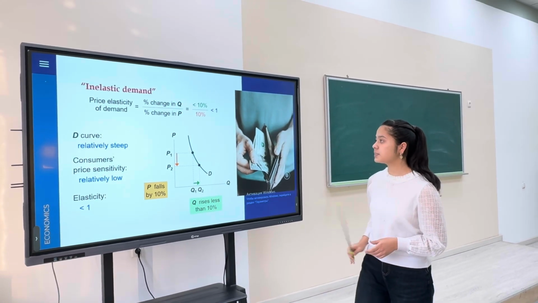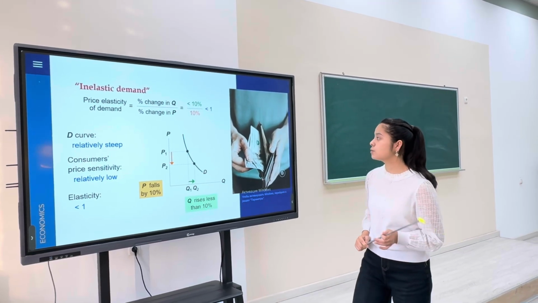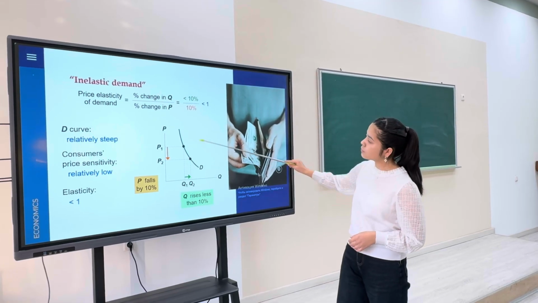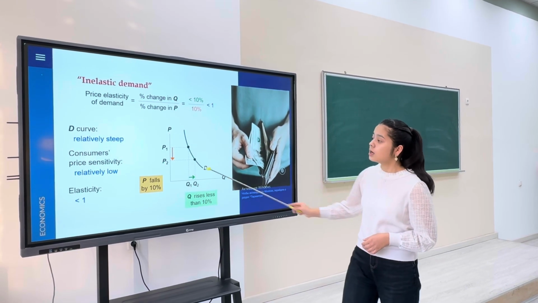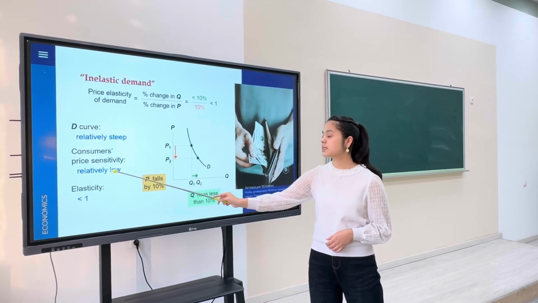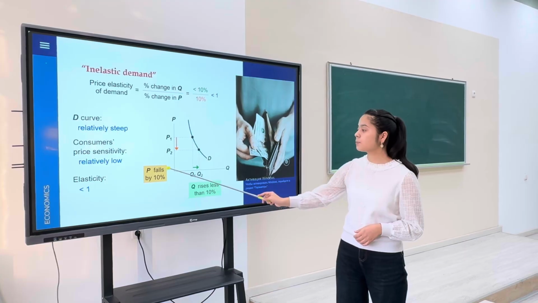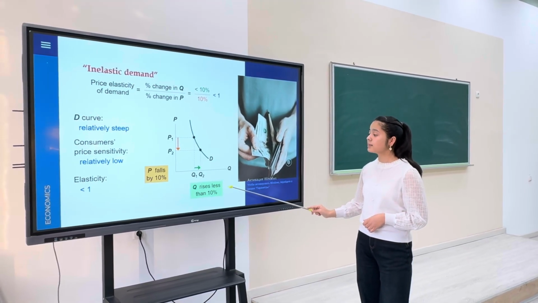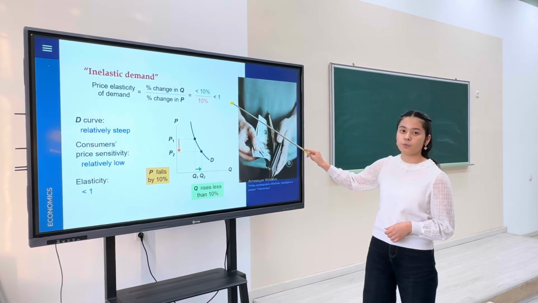The next type is inelastic demand. It is always smaller than 1. The demand curve is relatively steep, and the consumers' price sensitivity is relatively low. In this example, price falls by 10% and quantity rises by less than 10%, so the final result is smaller than 1.